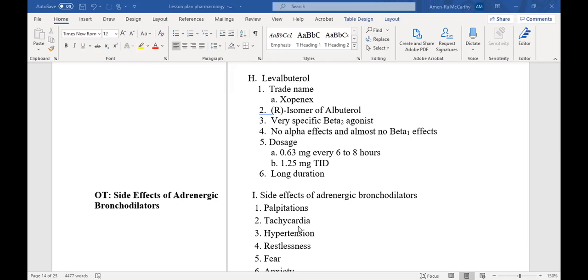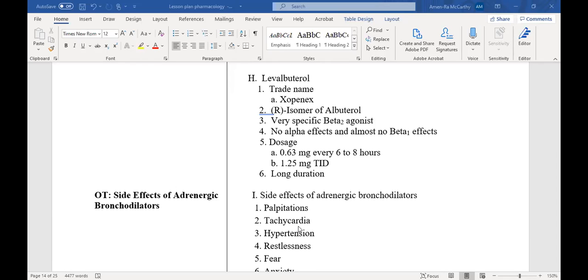Now, lev-albuterol comes in 2 strengths. It comes as 0.63 milligrams every 6 to 8 hours, or 1.25 milligrams 3 times a day. And it lasts pretty long. That's why it's so expensive. You don't have to give it every 4 hours. You can give this one 3 times a day, or every 6 to 8 hours. That's what you want right there. But it costs so much that they usually just do albuterol, unless the person has a heart effect that you can't give them albuterol.